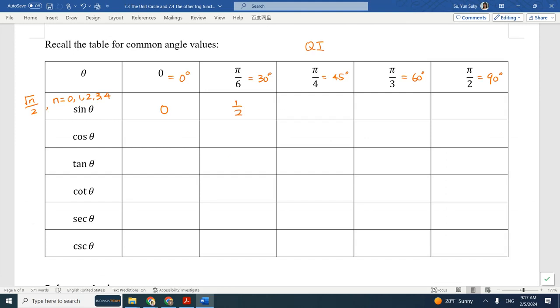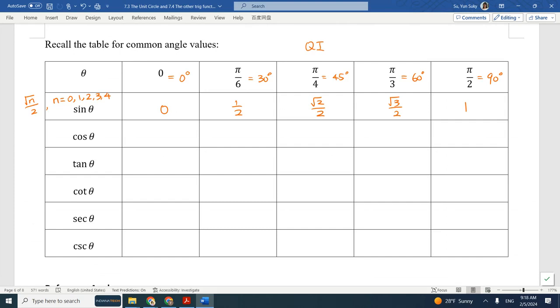Yes? Next one, we plug in 2. What do you get? Square root of 2 over 2. Next number, we plug in 3. We get square root of 3 over 2. Next number, we plug in 4. What is square root of 4? 2. Yeah, exactly. So just remember this pattern.